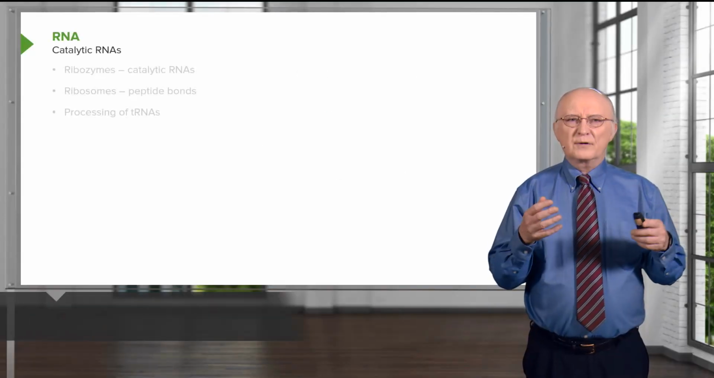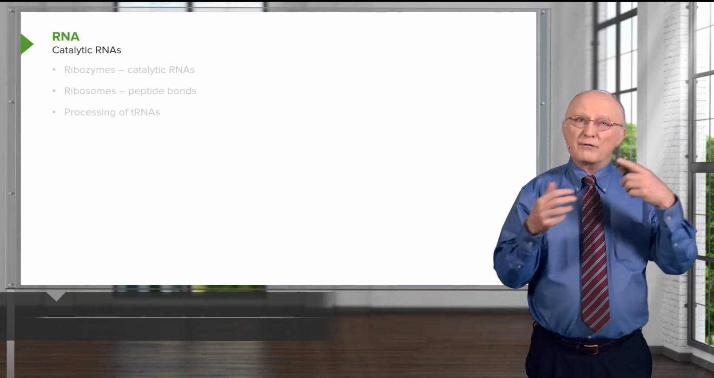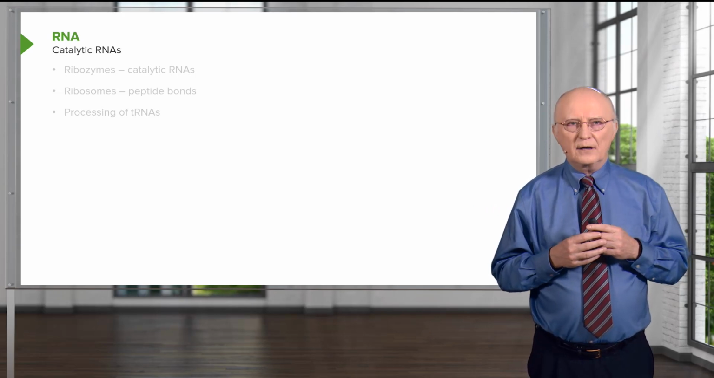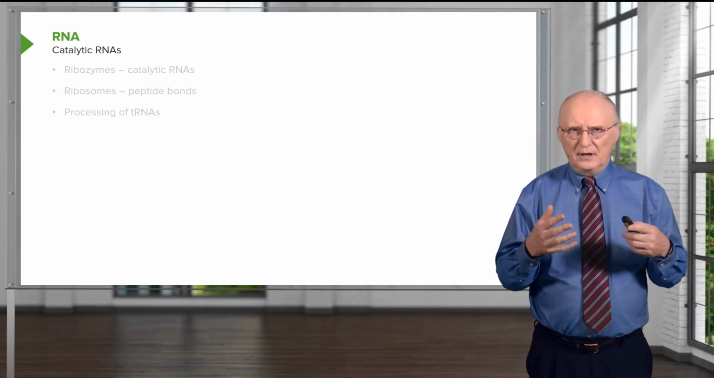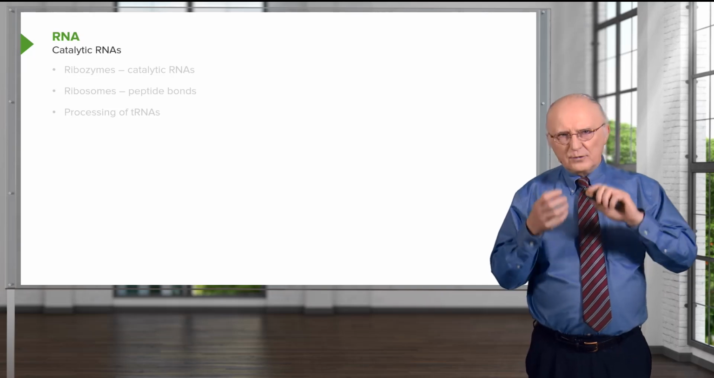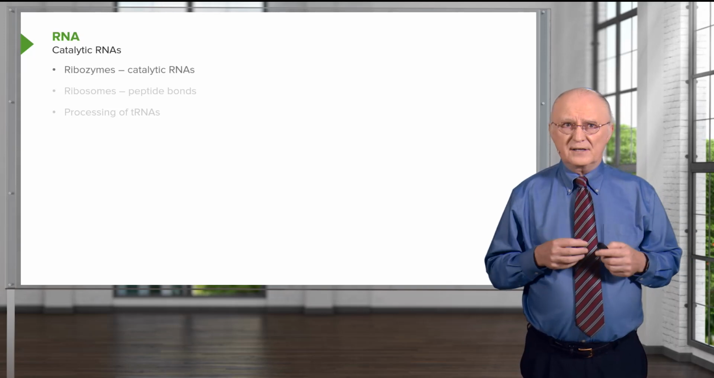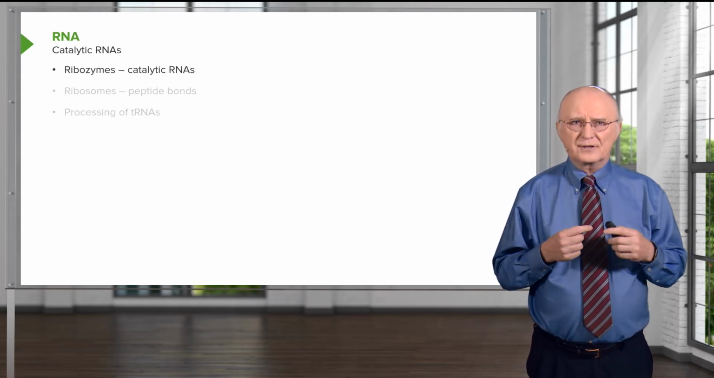Now, before I go further and talk about processing of other RNAs, I want to stop for a moment and talk about another function of RNAs because they'll relate to the processing of the transfer RNAs that I'll talk about. And these are the RNAs that are catalytic in nature. These RNAs actually catalyze chemical reactions. They're the RNA equivalent of enzymes. We call them ribozymes because they catalyze reactions.